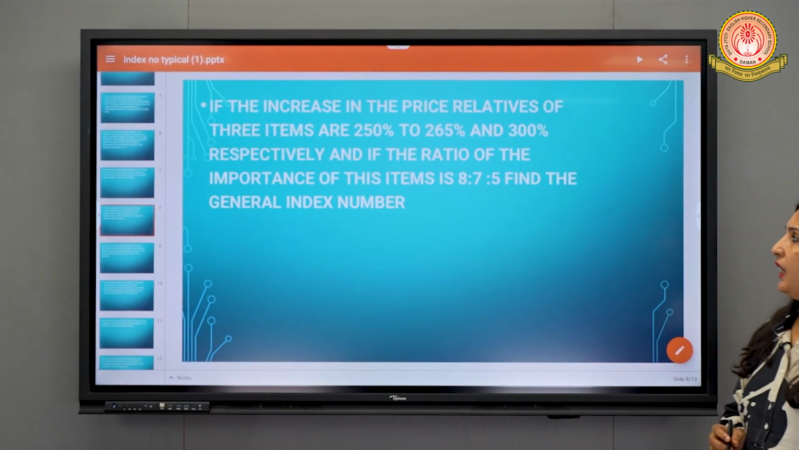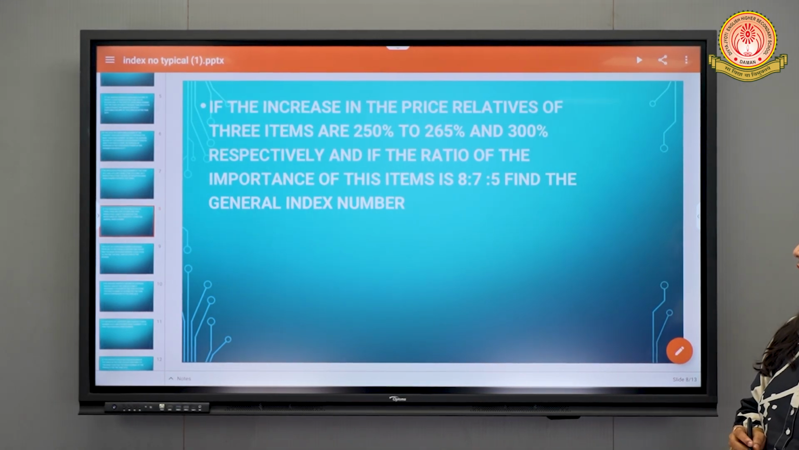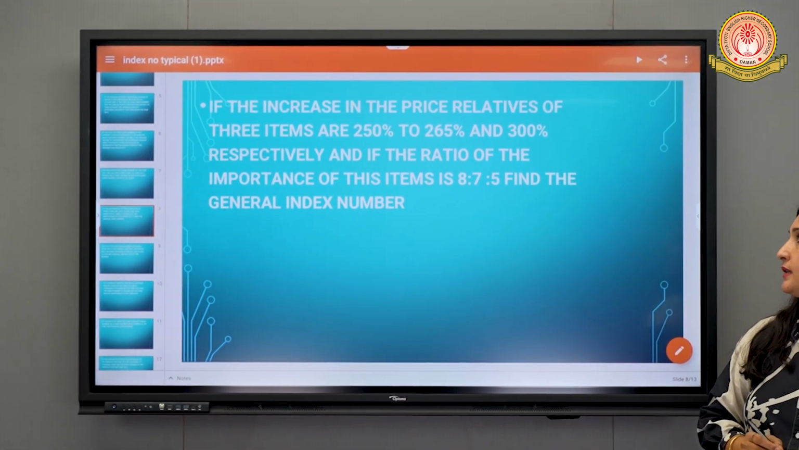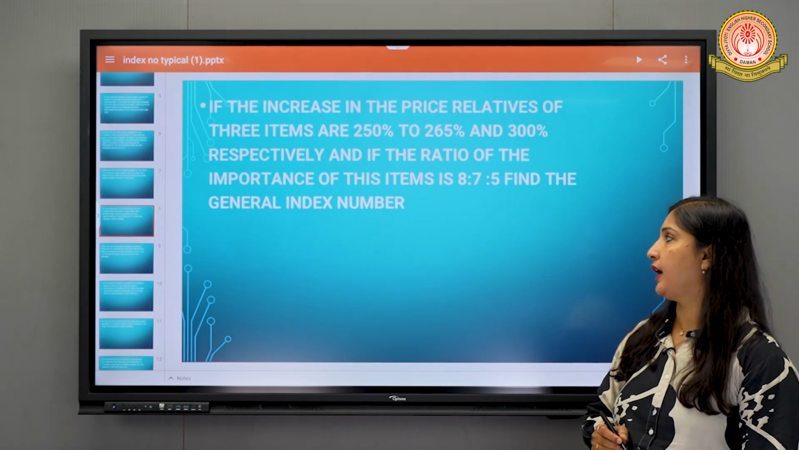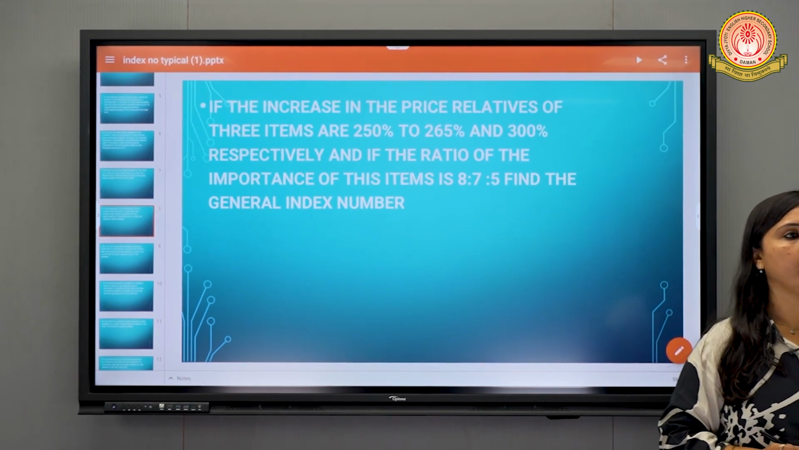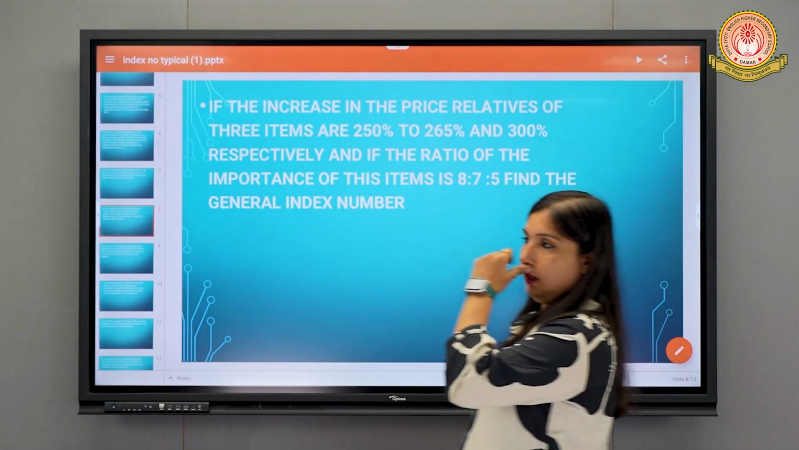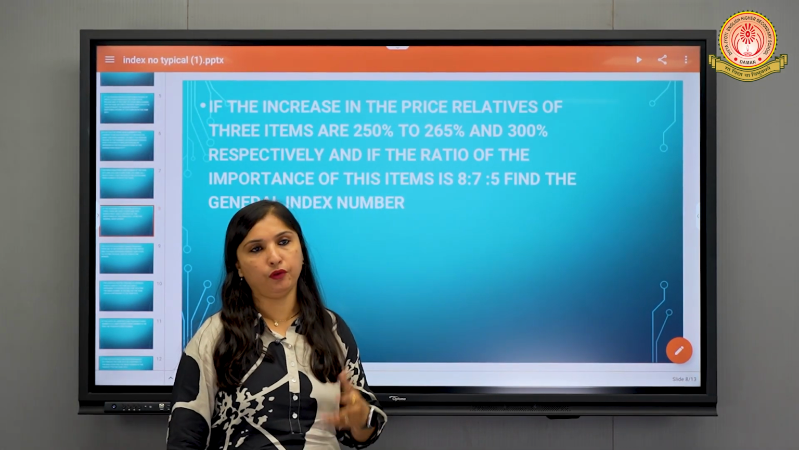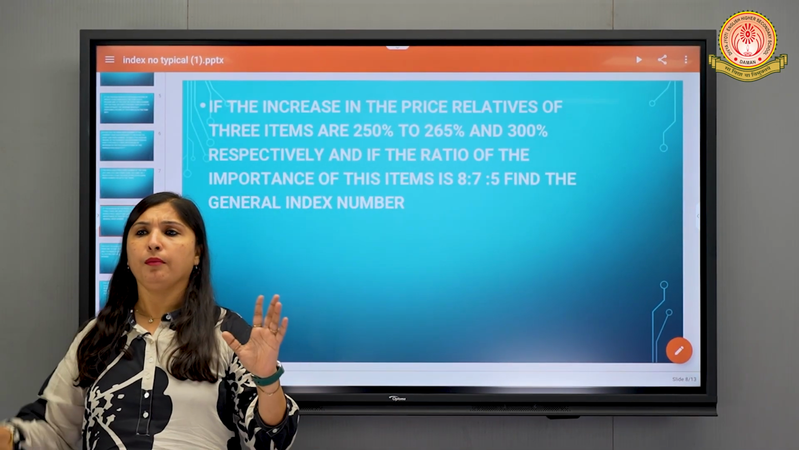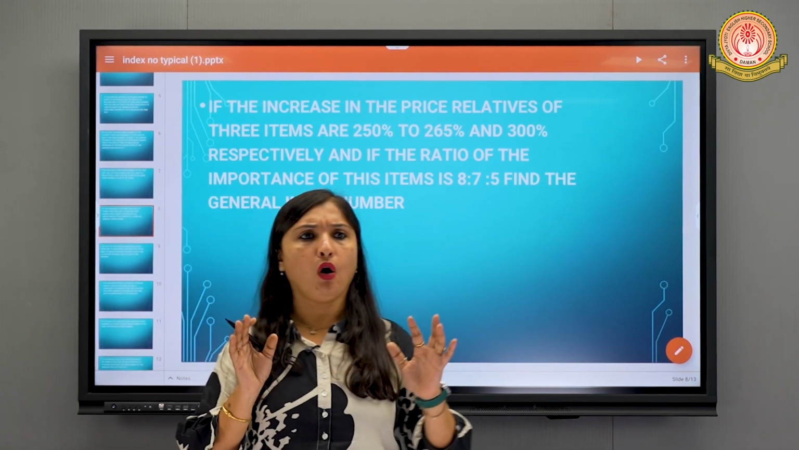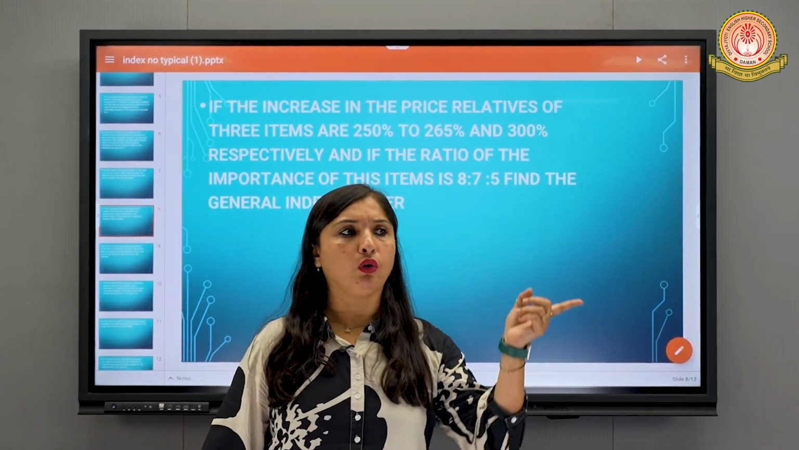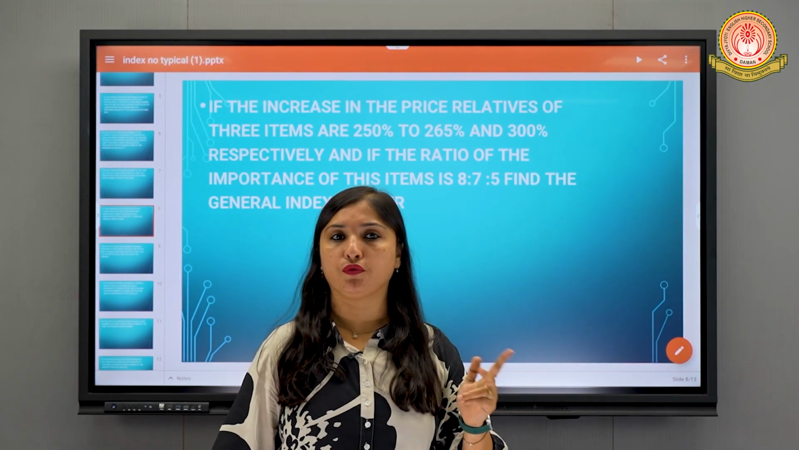If the increase in the price relatives of the 3 items are 250%, 265% and 300% respectively, and the ratio of importance is given as 8:7:5, find the general index number. Now, looking at this information, you have to first assume which formula to apply, because in these short sums, you have to correlate all the formulas and then decide which formula to apply.